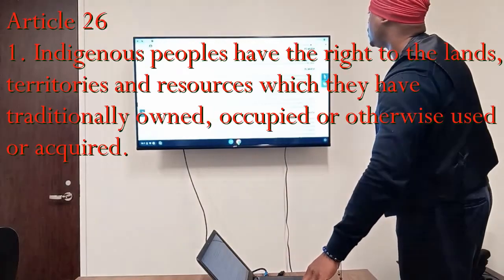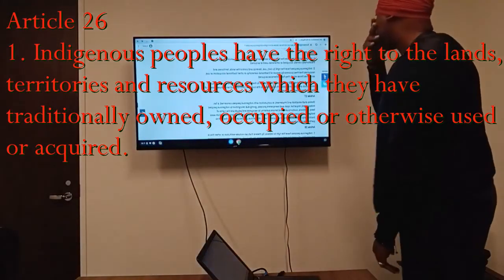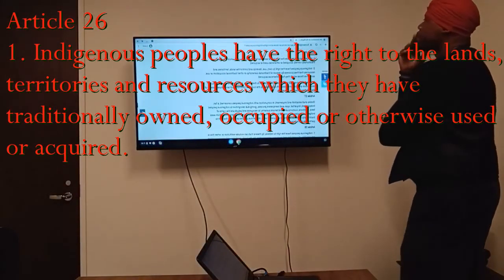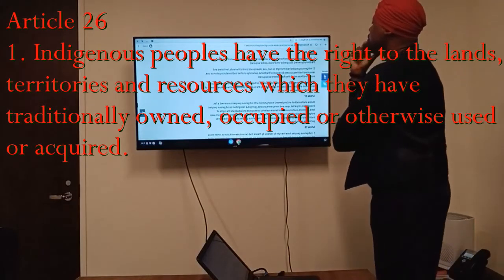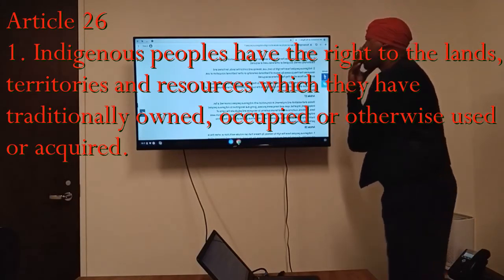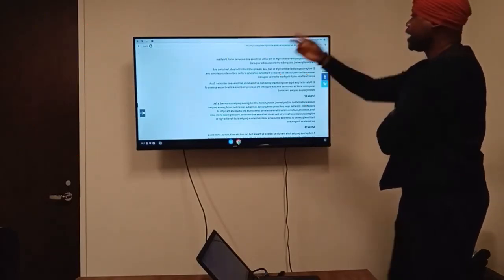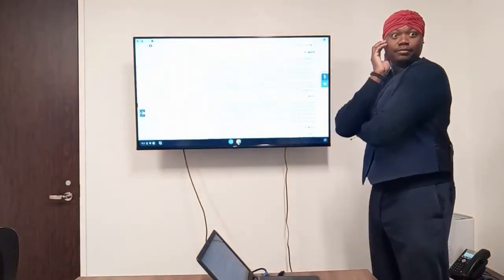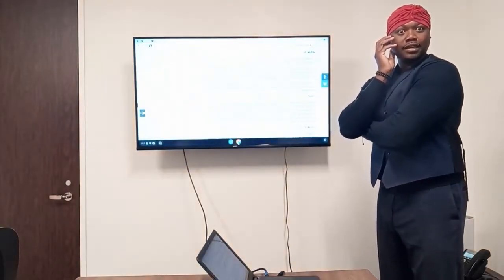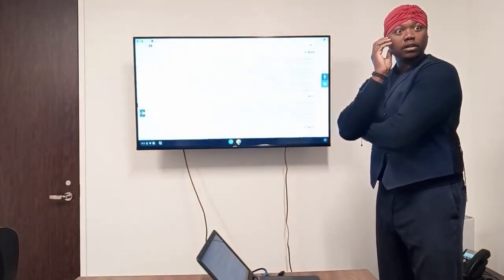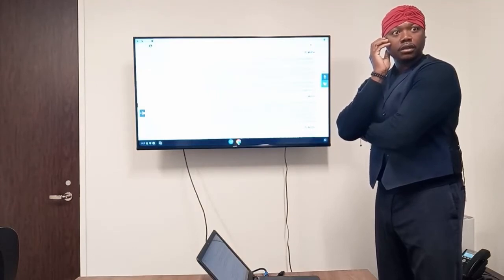Article 26. Section 1. Indigenous peoples have the right to the lands, territories, and resources which they have traditionally owned, occupied, or otherwise used or acquired. It's telling you you own it right there. It's telling you that you are the landlord. You're not the tenant.